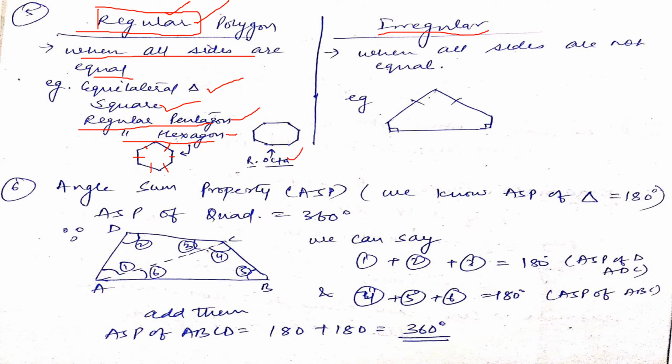Now, irregular means all sides are not equal. You can see in this figure, it is a 1, 2, 3, 4, 5, a pentagon which is not regular. It is irregular because these two are equal, but this and this are different from these two. Hence, it is irregular. Okay.